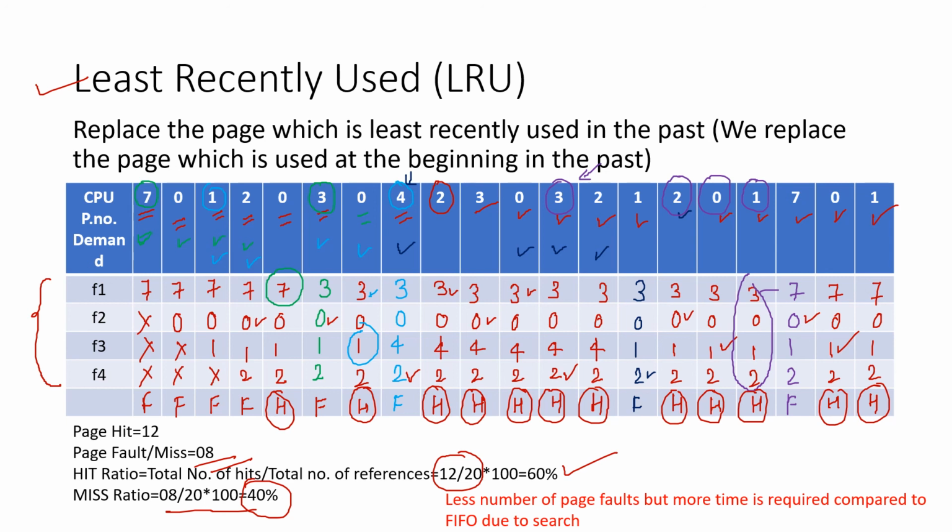Okay, so this is how we can use the least recently used algorithm. And here there are fewer page faults, but more time is required to compare, compared to first in first out. Okay, why? Because we have to search, right? Every time we have to compare, and because of that it consumes time.